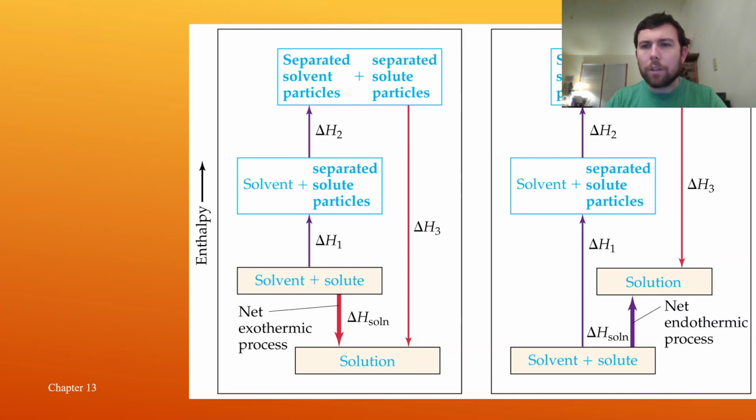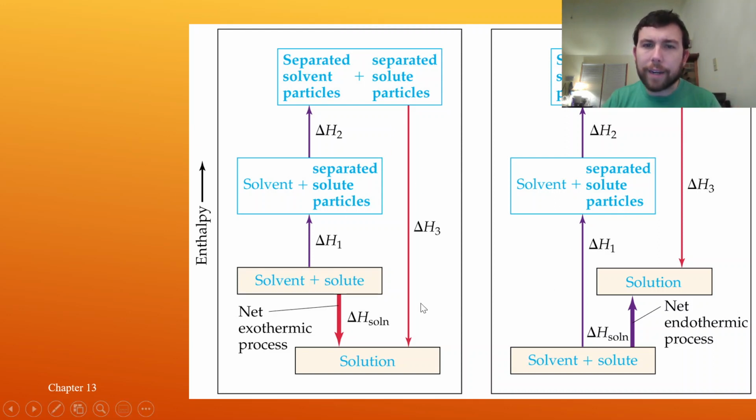so that would make it exothermic, right? On the right, we see that the solution itself is higher in energy than the solvent and solute, and so therefore it's going to require energy to make the solution, right? And again, we can follow along. All of the purple arrows are showing steps that require energy to be input into the system, right? So delta H1 and delta H2, and both of those are purple. Energy is being put into the system.